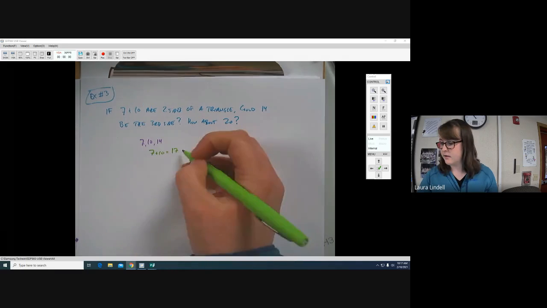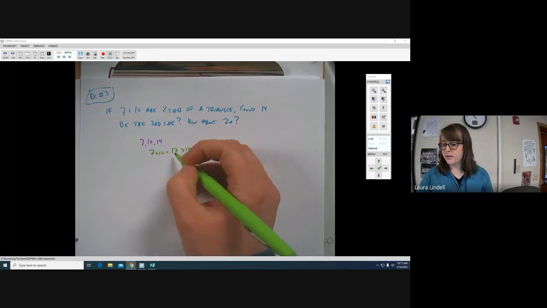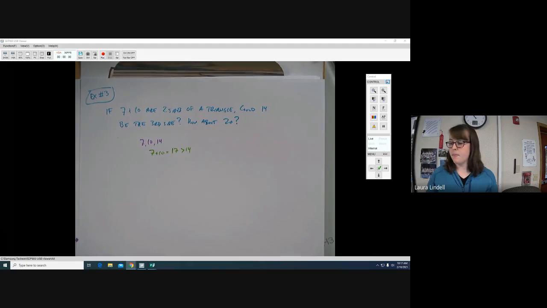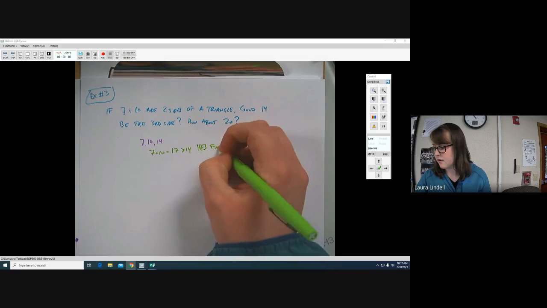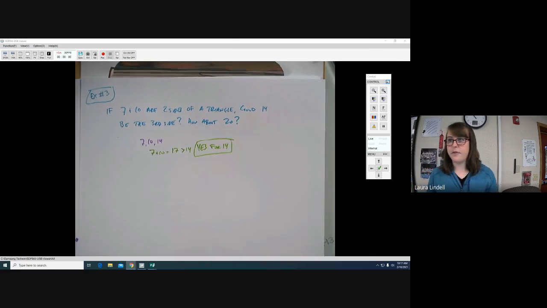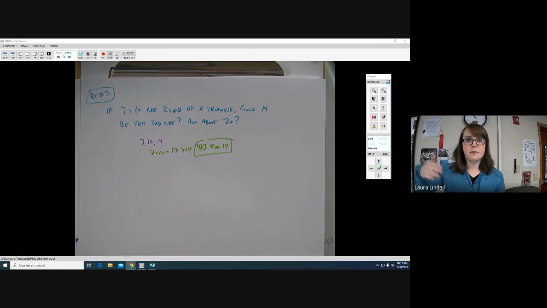Yeah. So could 14 be the third side? Yeah. So yes, 14 could be the third side because the two smaller sides add up to more than 14. All right. So then, yeah, so it's got to be more than the third side.